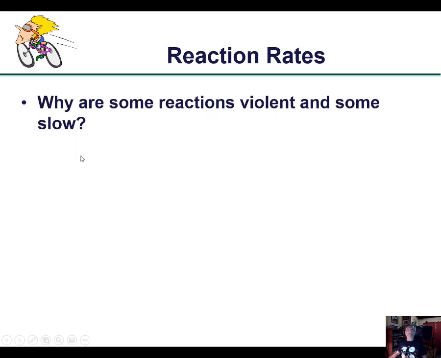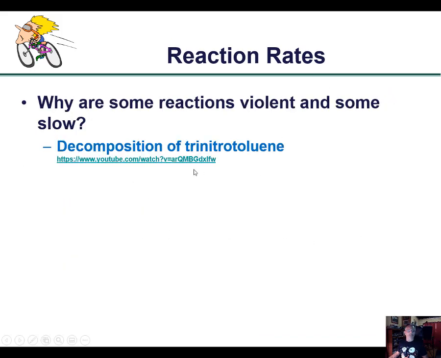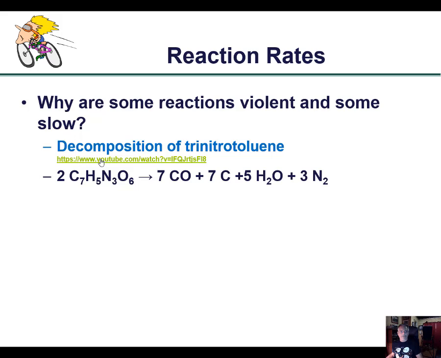So why are some reactions violent and some slow? If we look at the decomposition of something we call TNT, and TNT is just an acronym for trinitrotoluene. This is a high velocity explosive that the military and commercial industry has used in the past. Very powerful stuff, not something that you really want to mess around with. So let's see if this is going to work.